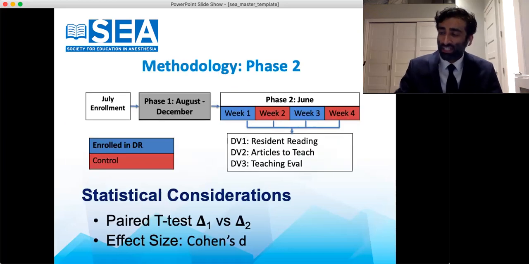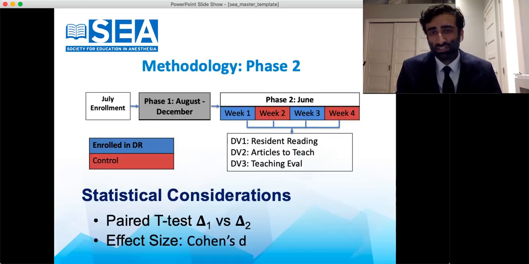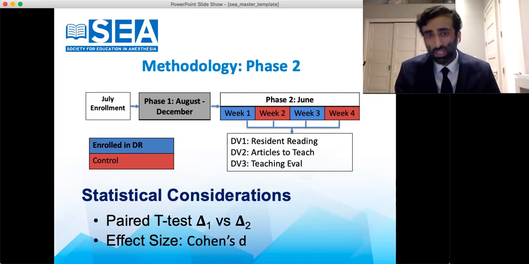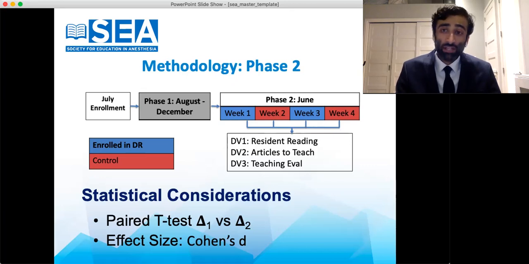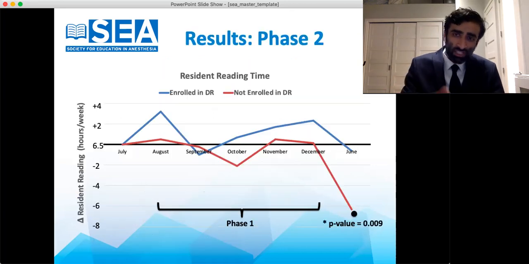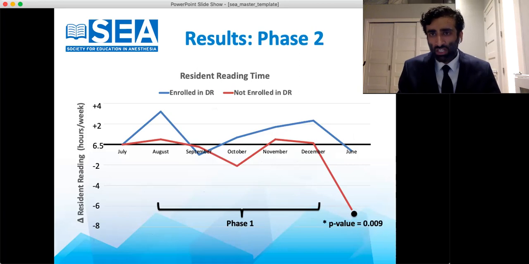In phase 2, in the last month of the year, we re-randomized the residents into the program for 2 of the 4 weeks, this time sending the articles not just to the residents, but also to the faculty, asking them to use it as a teaching tool. We then asked the residents how many hours they read, how often the faculty used the articles as a teaching tool, and to evaluate the teaching, and looked at the size of the effect on the teaching evaluations using the Cohen's d.